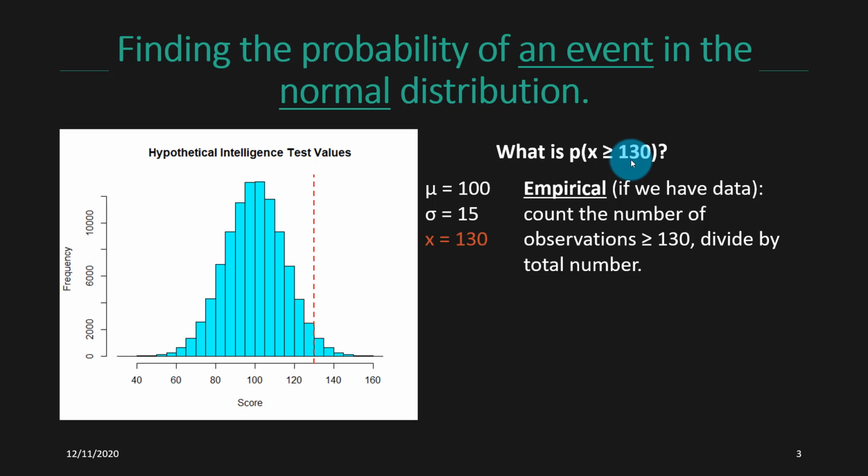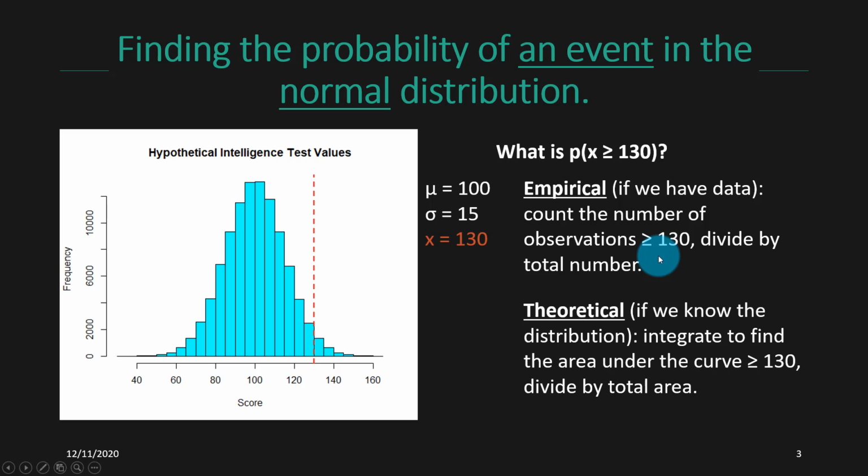The first is, if we had all of the data, we could solve this in an empirical way. So if I had access to the whole population of people with intelligence test values, I could just count the number of observations that are greater than 130, and I could divide by the total number. The alternative calculation here would be theoretical.